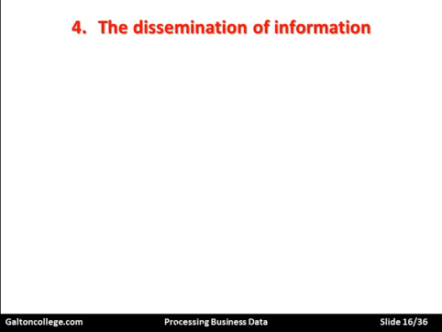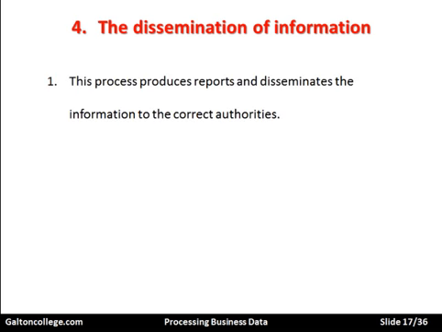Lastly, it's important that information that's derived from the data should be disseminated to the appropriate people. The whole exercise of analyzing the data produces reports and disseminates the information to the correct authorities. So the process produces reports. The data, when it's analyzed, becomes information. The information is contained in reports, and then the appropriate managers receive copies of the reports.